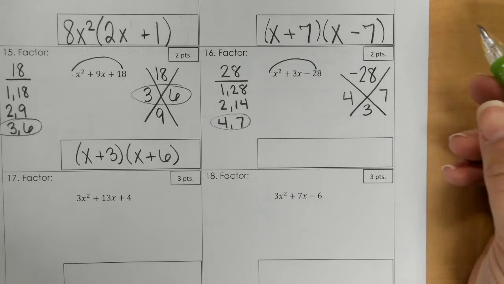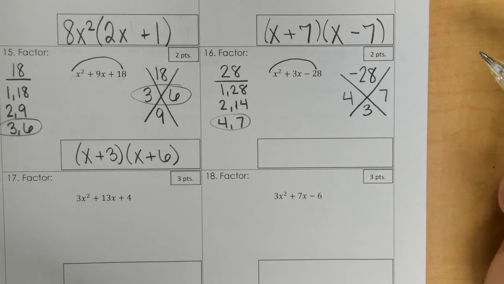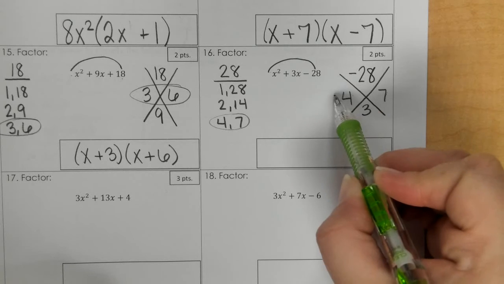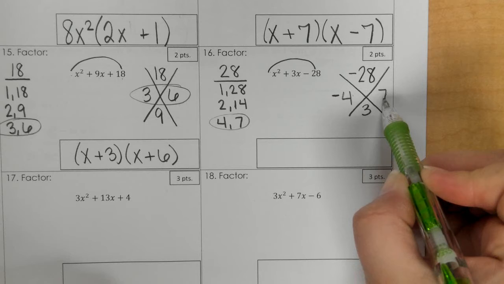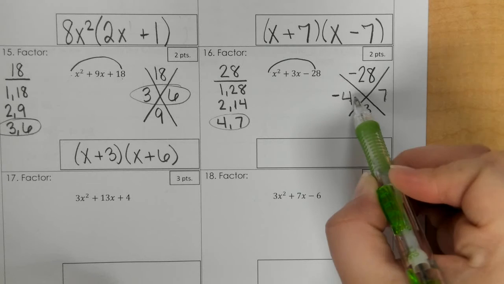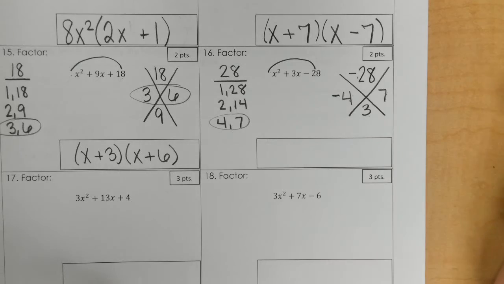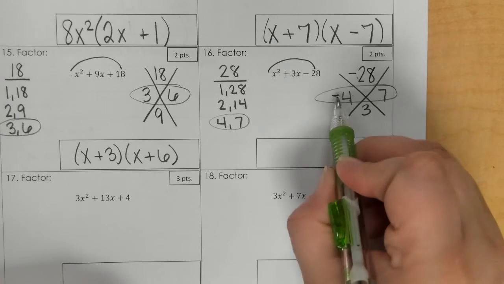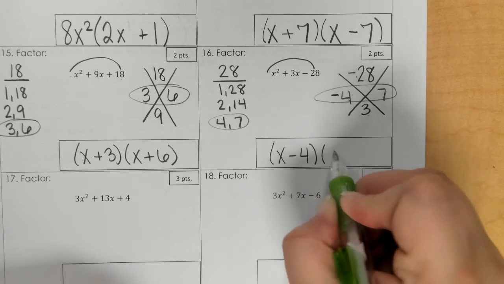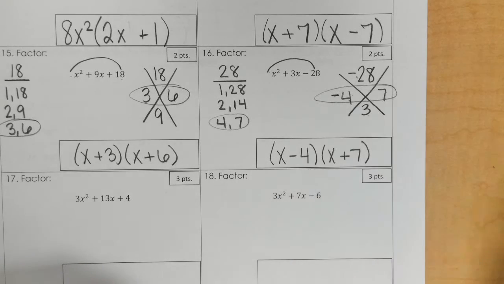Now, I have to get a positive 3. So out of these 2 numbers, the bigger number has to be positive. So I need to make the 4 negative. So 7 minus 4 is 3. Positive times negative is negative. So again, my answer comes from this negative 4 and that positive 7.